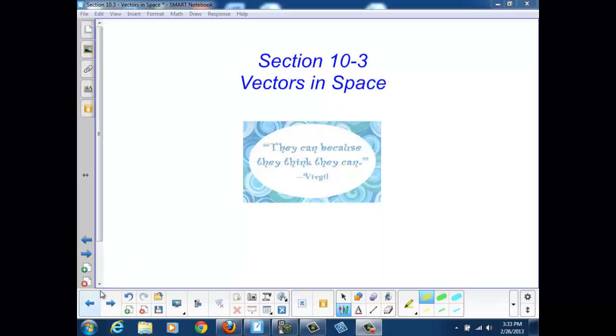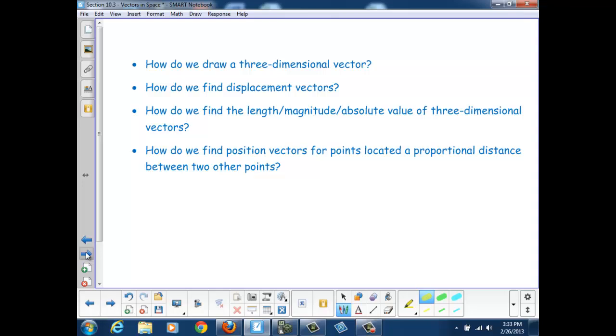Welcome to section 10-3, Vectors in Space. Here we're going to be looking at three-dimensional vectors. At the end of this section, we should be able to answer these questions. How do we draw a three-dimensional vector? How do we find displacement vectors? How do we find the length, magnitude, and absolute value of three-dimensional vectors? And finally, how do we find position vectors for points located a proportional distance between two other points?